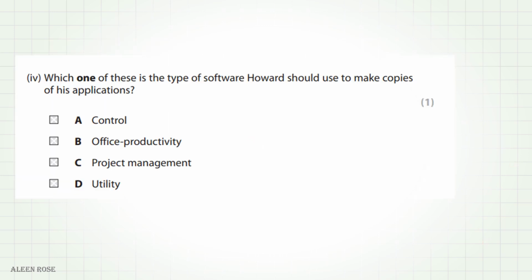Now let's move on to the past paper questions. Which one of these is the type of software Howard should use to make copies of his applications? Making copies, replica, meaning backup, and backup is not found in the options. Backup is a type of utility software.